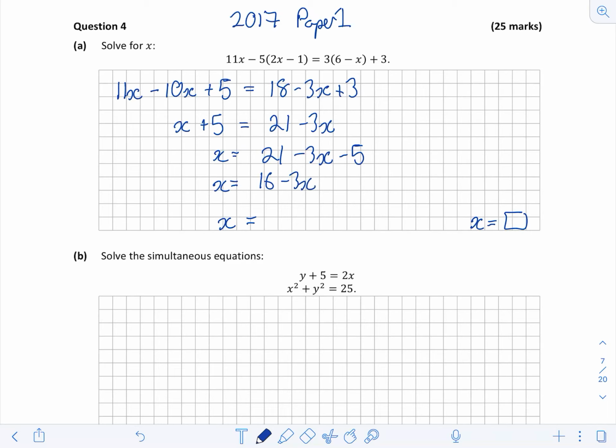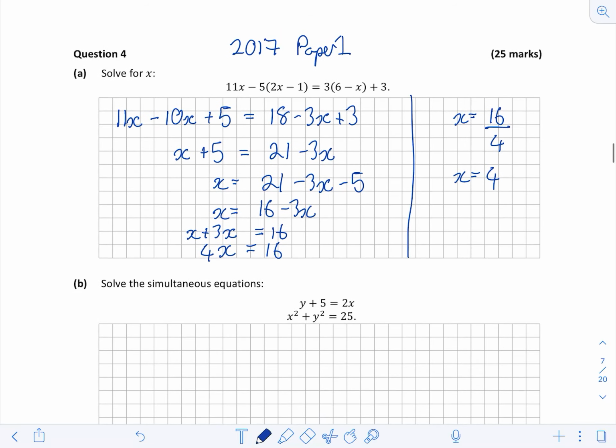I'm now going to get rid of the minus 3x on that side by adding 3x to the other side. So x plus 3x is equal to 16. So 4x is equal to 16. Therefore, x is equal to 16 all over 4. So x must equal 4. So that's my answer. Okay, so that's how we would tackle that question.